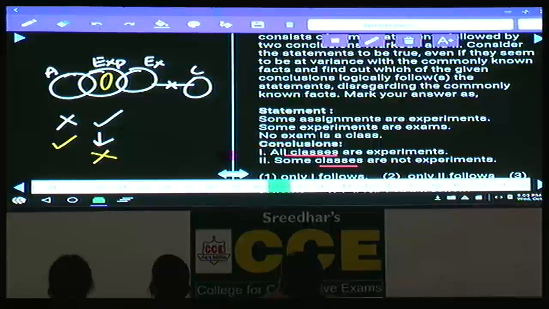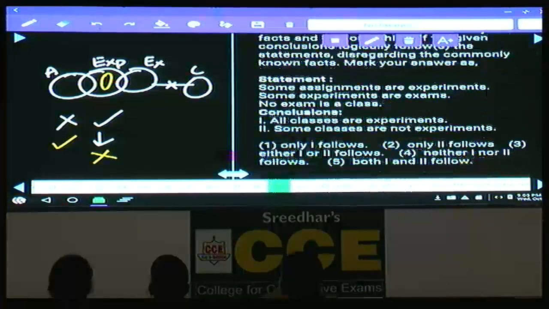Hence, what is your answer here? If 1 is true, 2 will be false. If 2 is false, 1 is true. Hence, either 1 or 2. Either 1 or 2, that is given in choice 3. Yes, question number 41, choice 3 is the answer. Done with this?